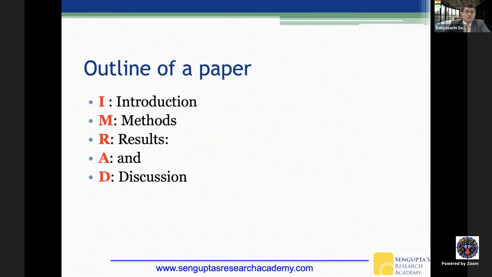The outline of any paper goes through the IMRAD format, where I stands for introduction, M stands for methods, R stands for results, and D stands for discussion, right? Like I said, we need a lot of time to get into the nitty-gritties of these, but overall the introduction should tell people two things: what is known about this topic, and what is not known about this topic.